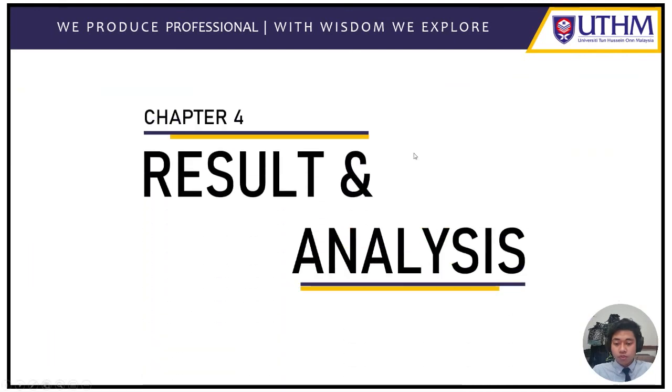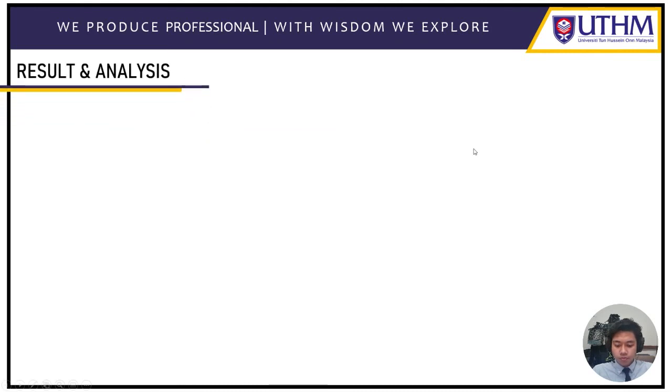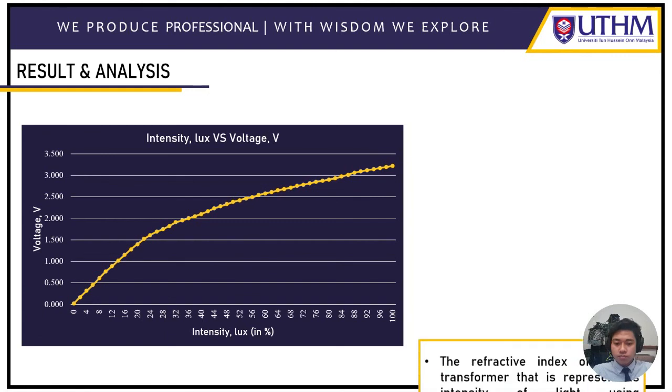Next, we move to Chapter 4, which is result and analysis. So for result, here is the result from the simulation. The result from the simulation is illustrated in the form of a graph using Microsoft Excel. This is the graph that I get from the result. This is the result that I managed to record from the simulation.